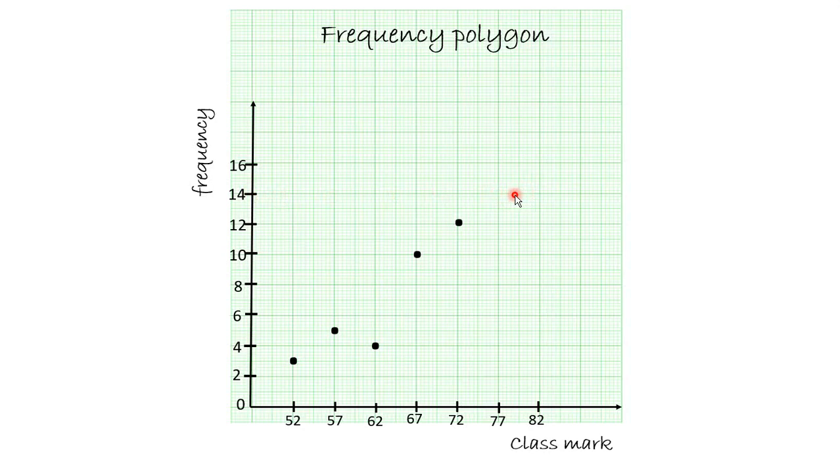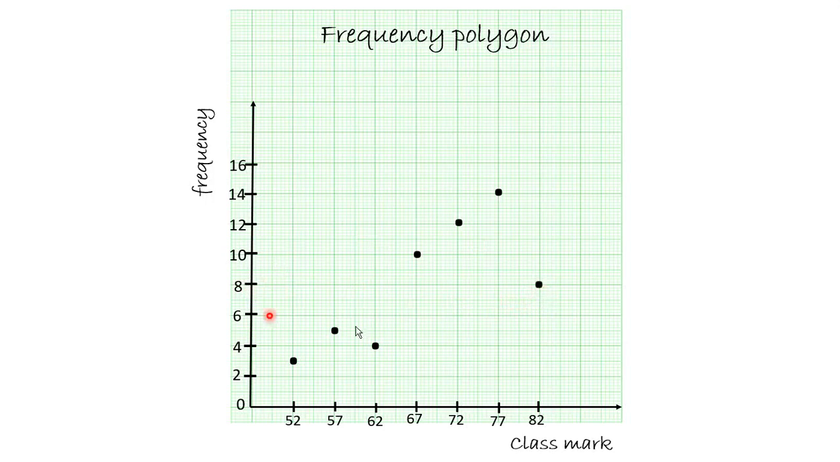And then you're going to plot 14. 14 is not against 82, but 14 is against 77. So 14 against 77 is going to be here. And then lastly, 8 against 82. You're going to have it here. So we're done with the plotting.